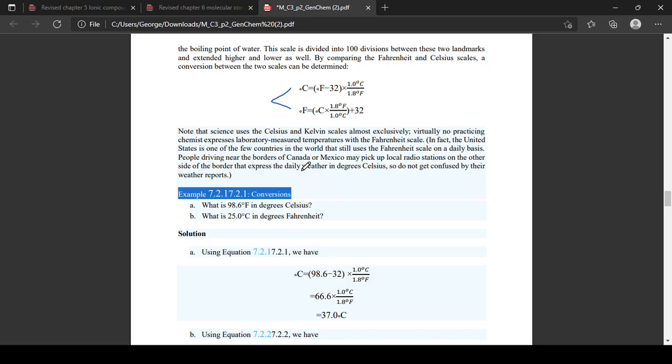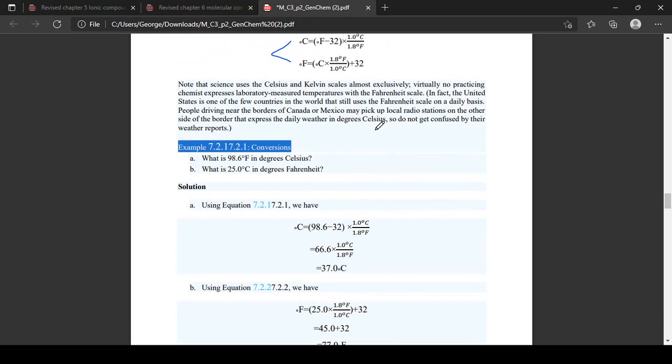Note that science uses the Celsius and Kelvin scales almost exclusively. Virtually no practicing chemist expresses laboratory measured temperatures with the Fahrenheit scale. O muna ginagamit nila yung, kids, is your Celsius and Kelvin in your chemistry class because it is the globally known scale that is used in science. People driving near the borders of Canada and Mexico may pick up local radio stations on the other side of the border that express the daily weather in degrees Celsius, so do not get confused by their weather report.